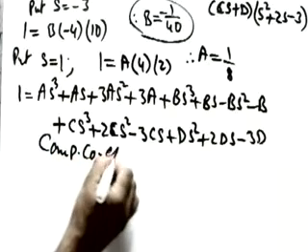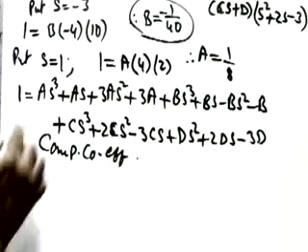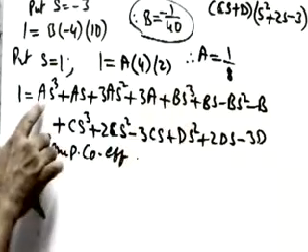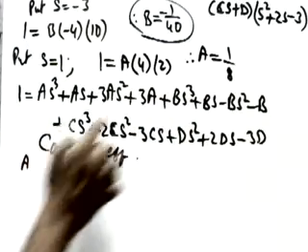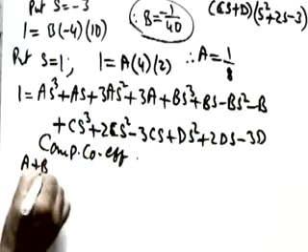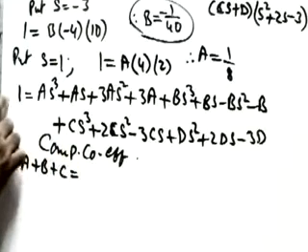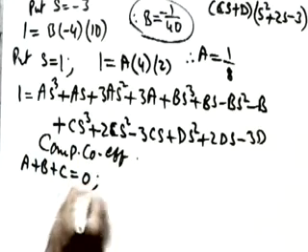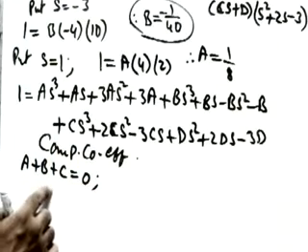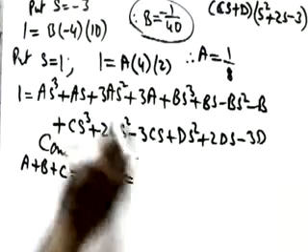So I'm writing like this: comparing coefficients. So how to compare? First, let me compare s cube. What are the values of s cube? a plus b plus c equals to, we don't have s cube here, so it is 0. Now we already got a value and b value.